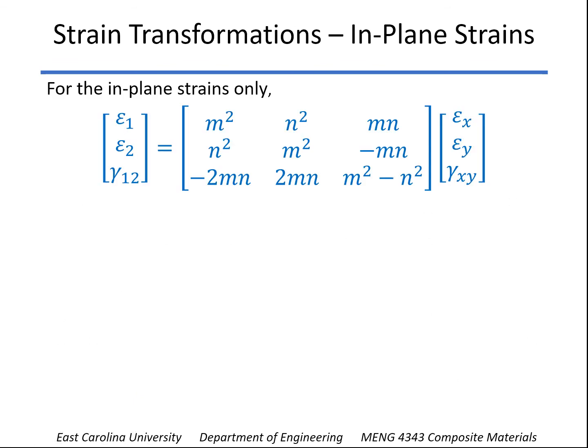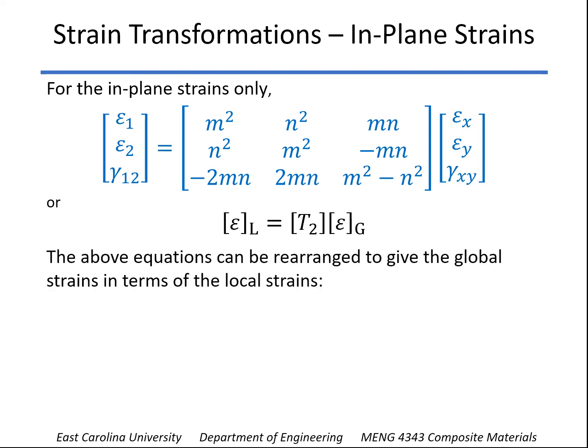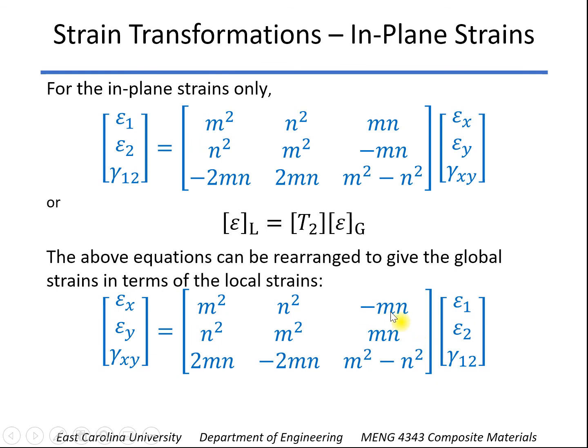And so you notice that this transformation matrix for strains is a little different than it is for stresses. So we're going to call that the T2 matrix. And in shorthand, we'll say local strains are equal to the T2 matrix times global strains. And if we do the inversion, once again, you only end up changing the signs of these terms here, but that is the inverted T2 matrix. So the global strains are equal to the T2 inverse matrix times the local strains.